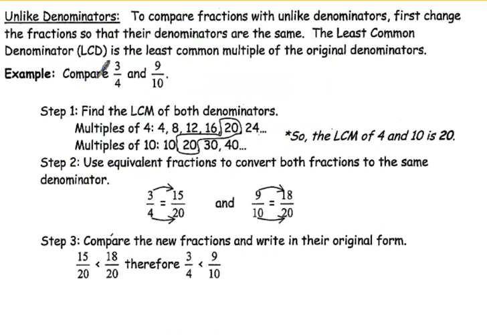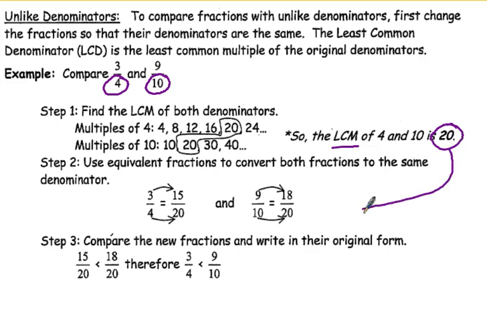For example, compare 3/4 and 9/10. So our goal here is to have the same denominators, because then they'll be easy to compare. So step 1 would be finding the least common multiple of 4 and 10. Here are the multiples of 4, here are the multiples of 10, so we can see that their least common multiple is 20. Step 2, use equivalent fractions to convert both fractions to the same denominator.